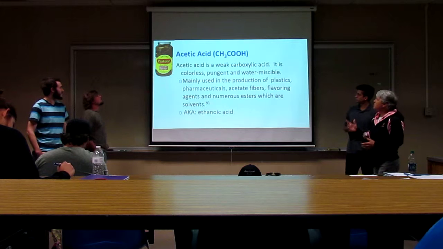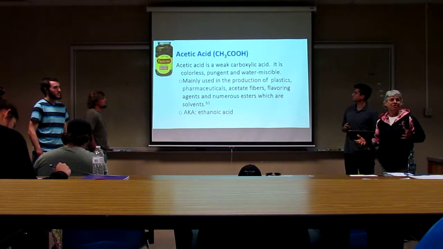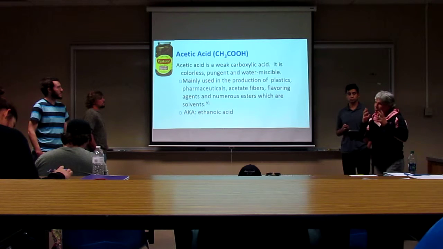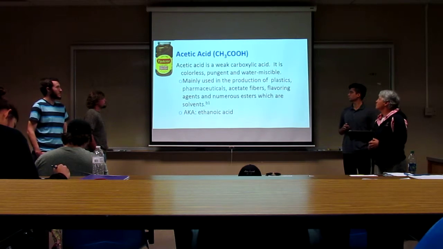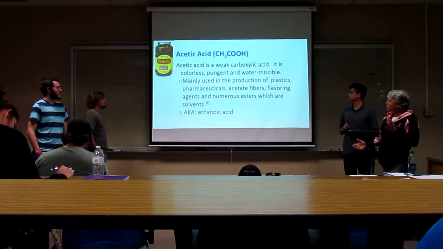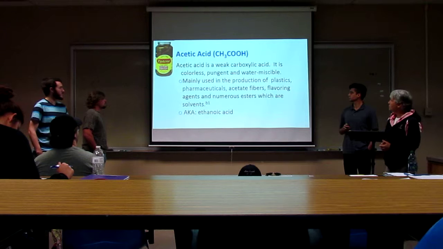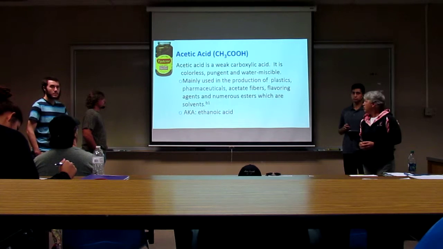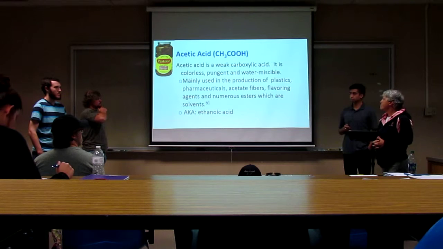Acetic acid is a weak carboxylic acid. It is colorless. It's pungent. What's pungent mean? It means it stinks. It's got a high smell. Not a good smell. Water miscible. Mainly used in products of plastics, pharmaceuticals, acetate fibers, flavoring agents, numerous esters, which are solvents. It's also called ethanoic acid in the industry.